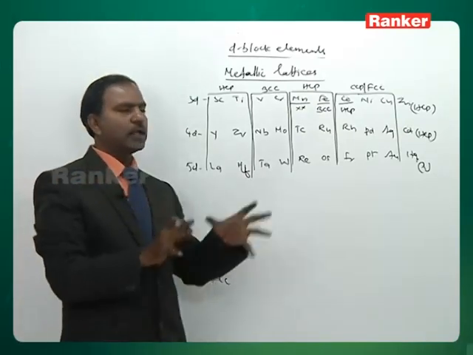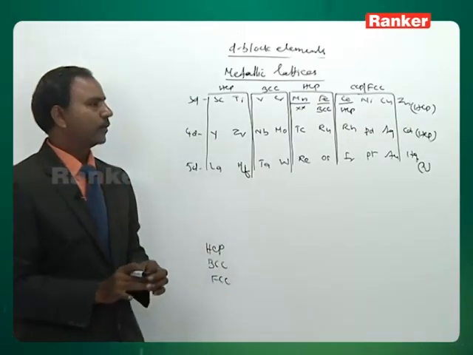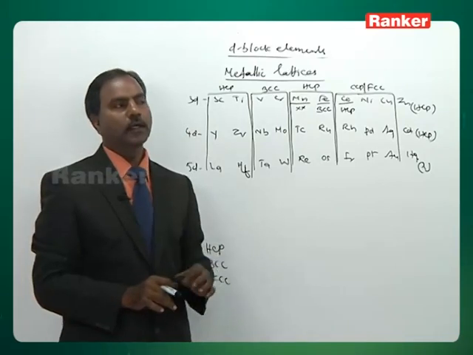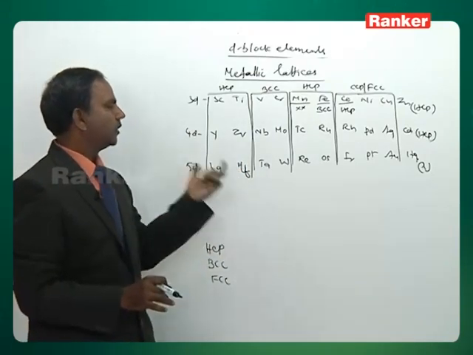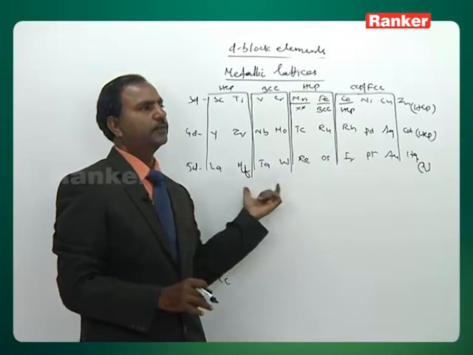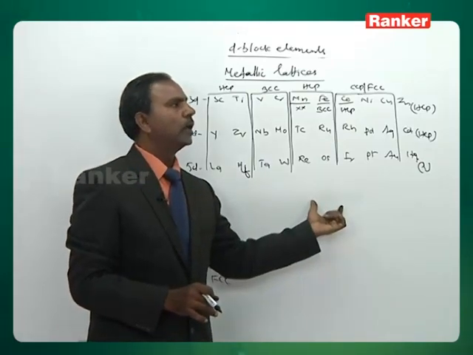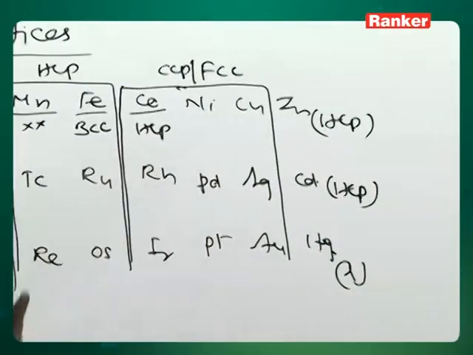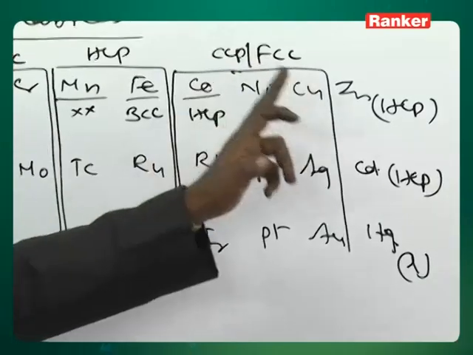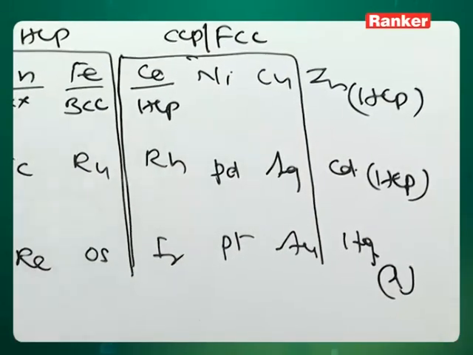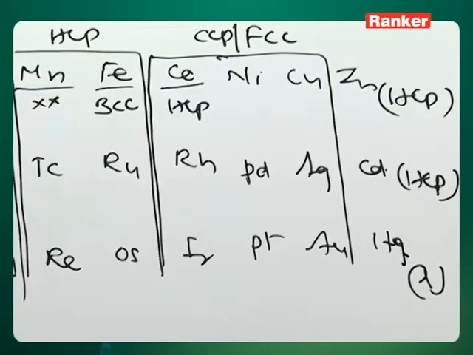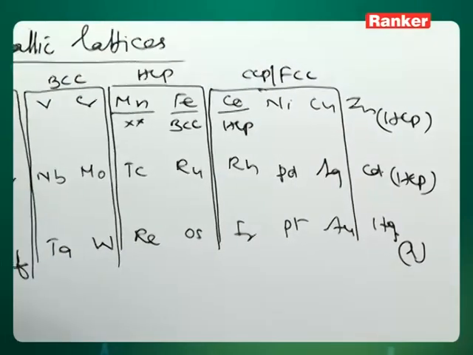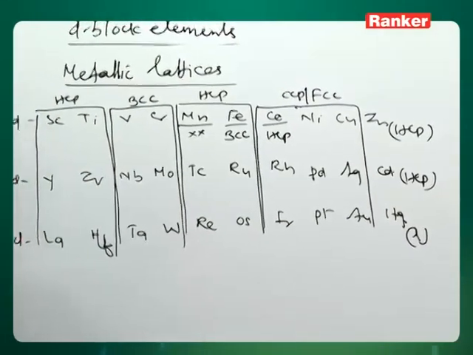Remembering all 30 elements and their metallic lattices is a little difficult, so I made it a little easy. Most d-block elements have the HCP metallic lattice. Look at the board. First two vertical columns HCP, second two BCC, third two HCP, with one or two exceptions. The next three vertical columns are all CCP or FCC, and cobalt, zinc and cadmium are HCP. In this easy way you can remember the metallic lattices. How does the question appear? Which of the following elements has an HCP metallic lattice? Such questions appear.